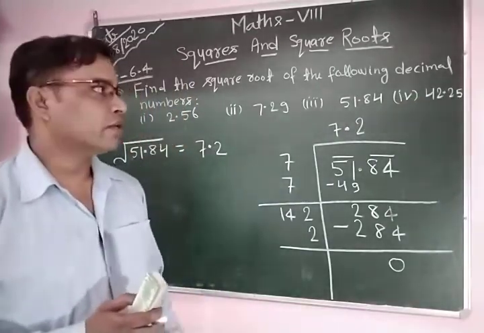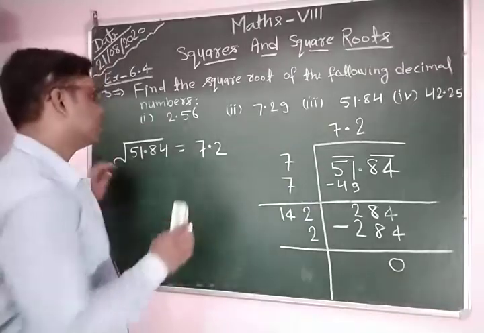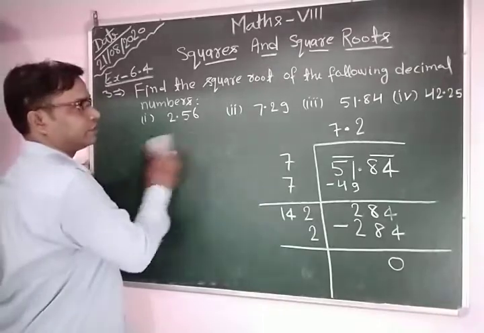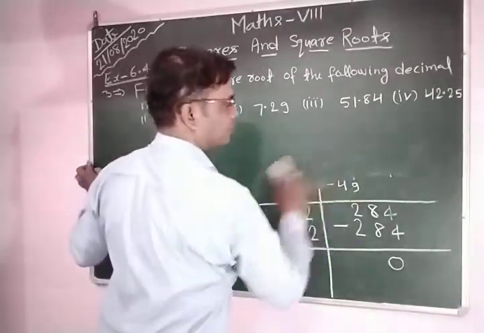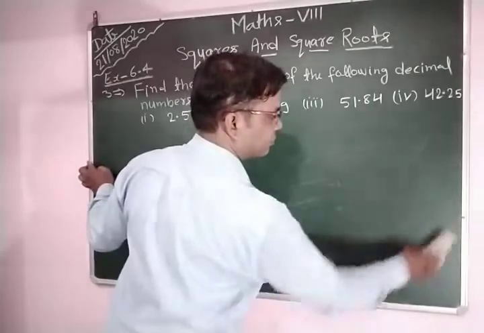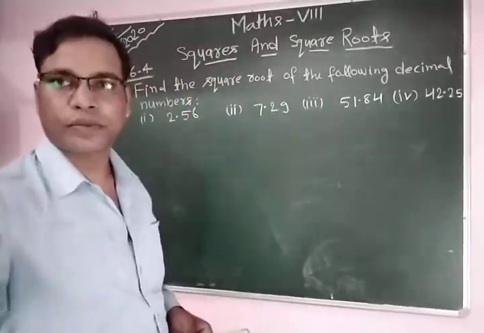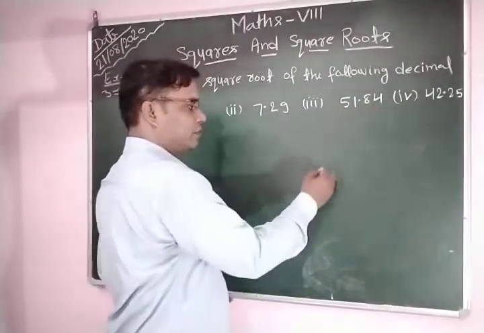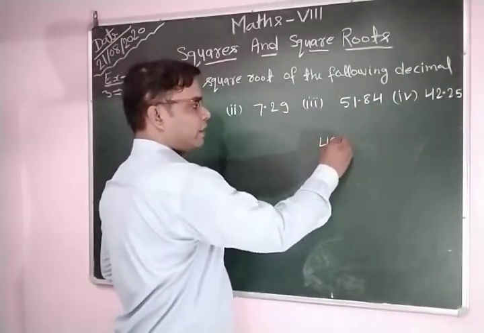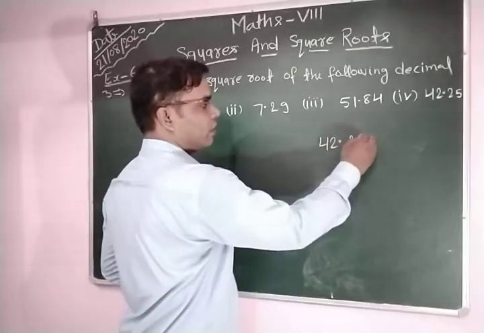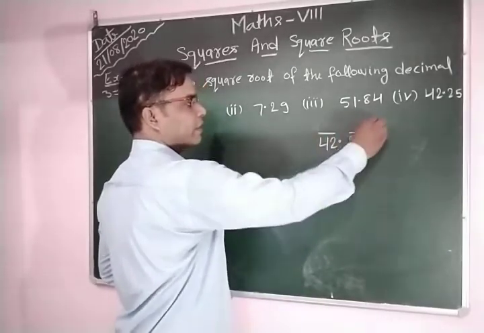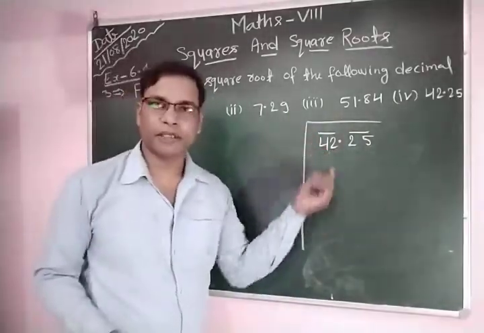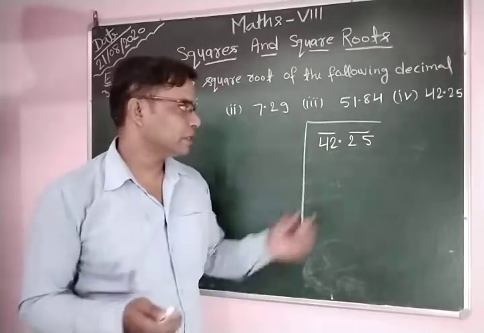Now you can see this is the next part of this question. 42.25, we need to find the square root of this number. So let's see how to find the square root of this number. Clear? So you can see our new number is 42.25. Now you put the bar like this, and you can see this pair is extreme left. So we start from 42.